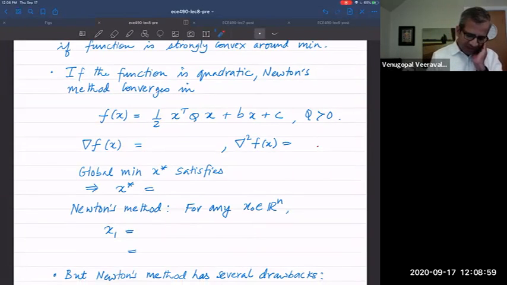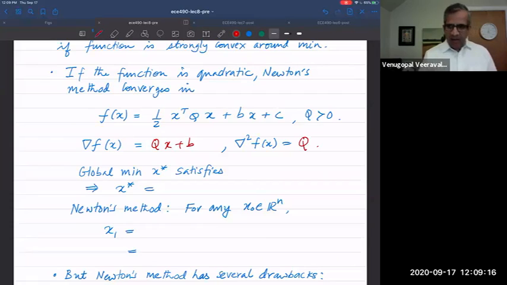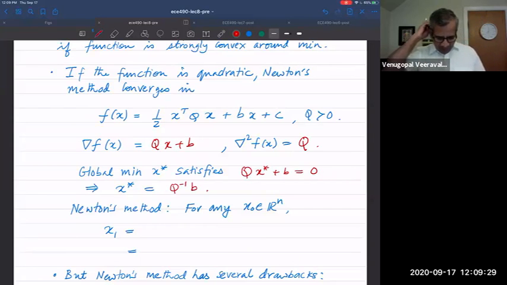So in this case, we know the gradient, we know the answer to this. In fact, you're going to do that in your first lab assignment, the same function that you have in your lab. And we know that the Hessian is Q. And the global minimum satisfies the gradient equal to 0, which means that x star is Q inverse of b. Right? So we know all that.